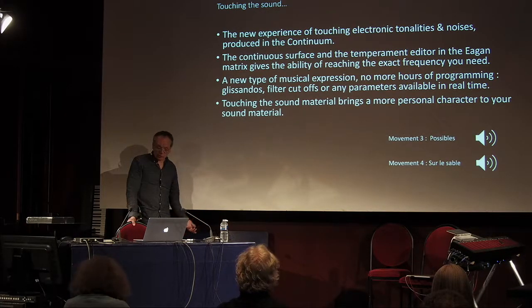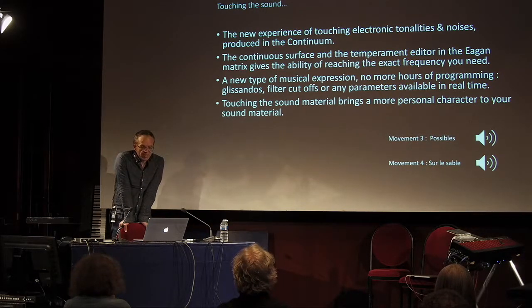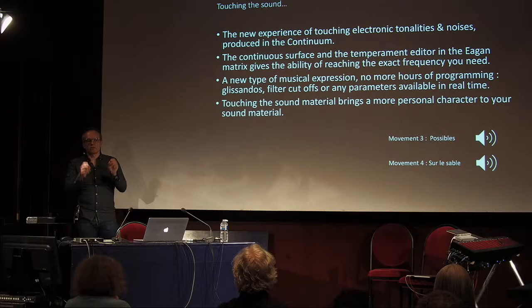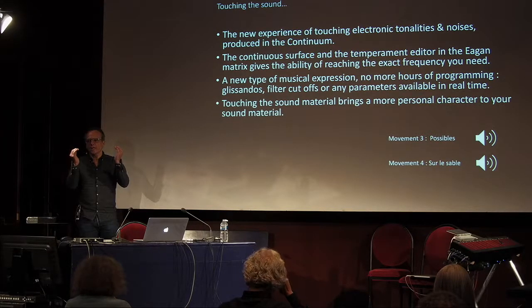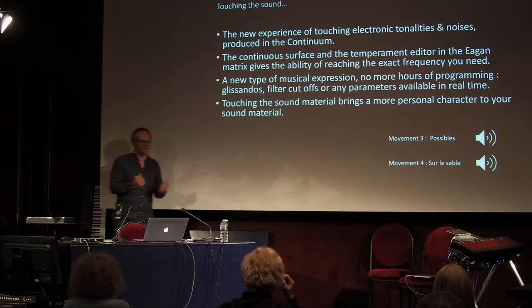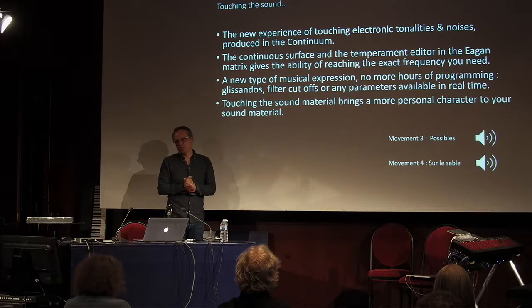The continuous surface and the temperament editor in the Eigen matrix give the ability of reaching the exact frequency you need. In electroacoustic music, we use very precise frequency sometimes in order to make some beats, yes, thanks. So we need to know exactly what we do.